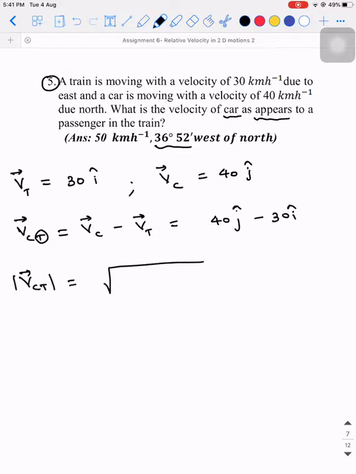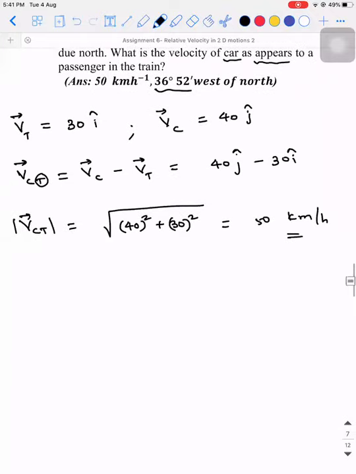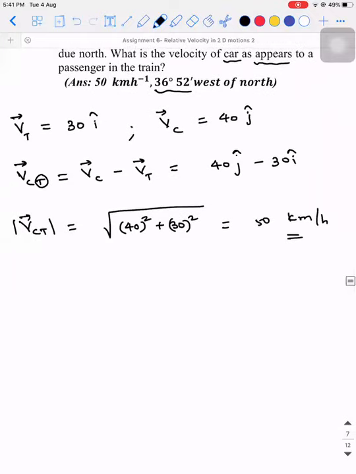So what is going to be the speed? Square root of 40 square plus 30 square. So you know this, right? 40, 30 and 50 are Pythagorean triplets. So you get the answer as 50 kilometer per hour. Right? More than this, the important point is the direction. That's what I want you people to tell me.